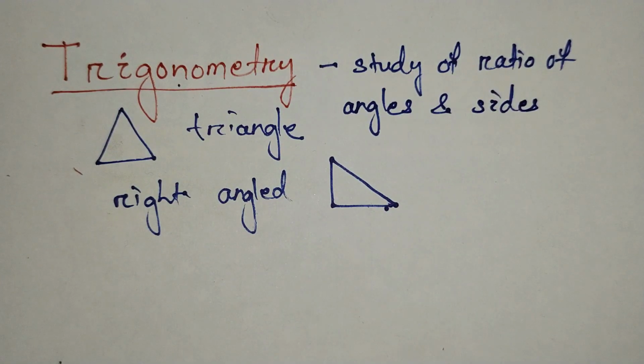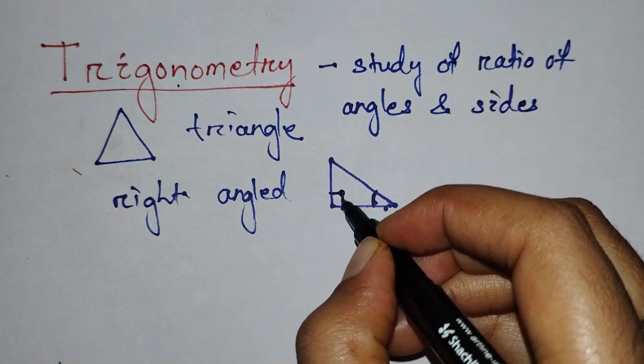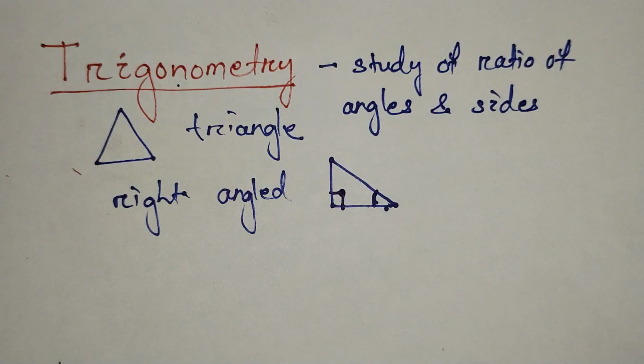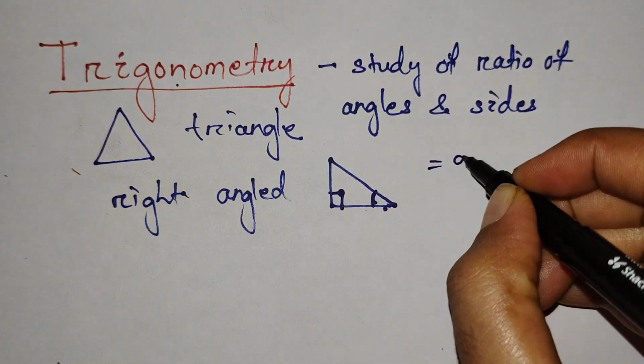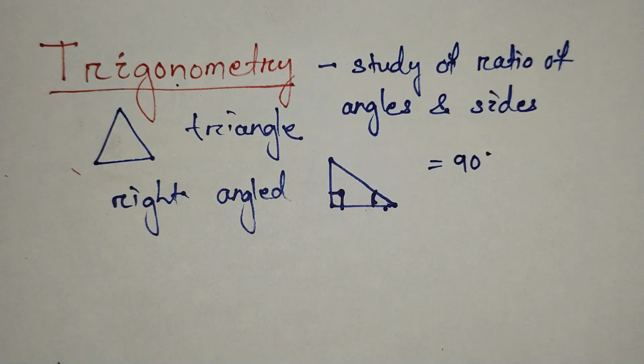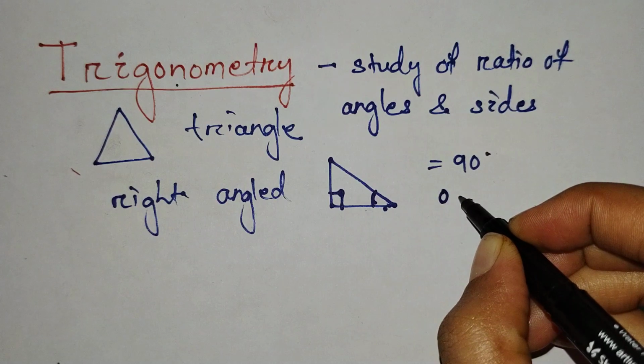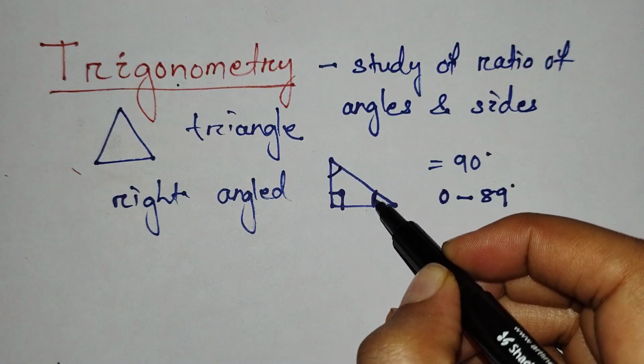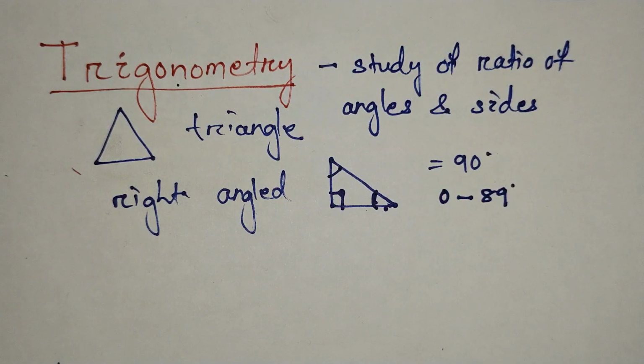Whenever the value of an angle changes, its ratio changes. Suppose here this is a right angle triangle, so this is 90 degrees, the right angle, and the other two angles are obviously acute angles, and acute angles vary from 0 to 89. This is not 90 degrees, 90 degrees is the right angle. So these two angles are acute angles, and their value varies from 0 to 89 degrees.